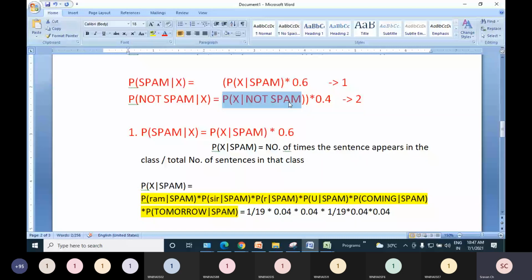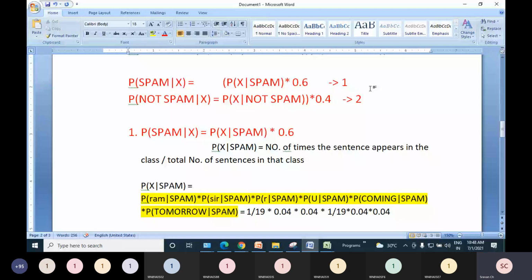Now, which equation is giving me more value? That class will be assumed as the output class for my new email. So if the final probability of spam is greater than not spam, then I'll treat this new message as a spam message, right? So I hope the process is clear now.